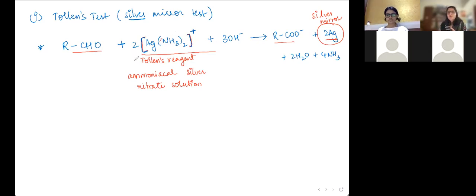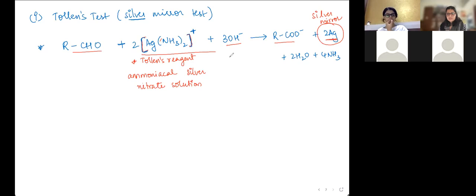Two, you need to know what is Tollens reagent: ammoniacal silver nitrate solution. You prepare silver nitrate, make it slightly basic with OH, and mix it with ammonia. So that's the important part. It needs to be freshly prepared.